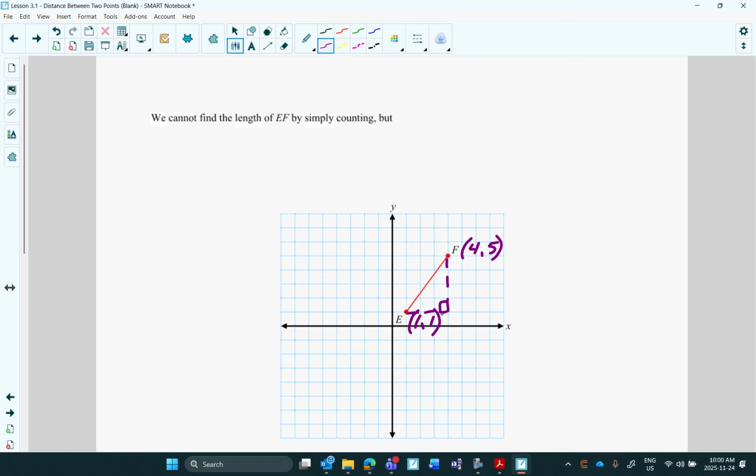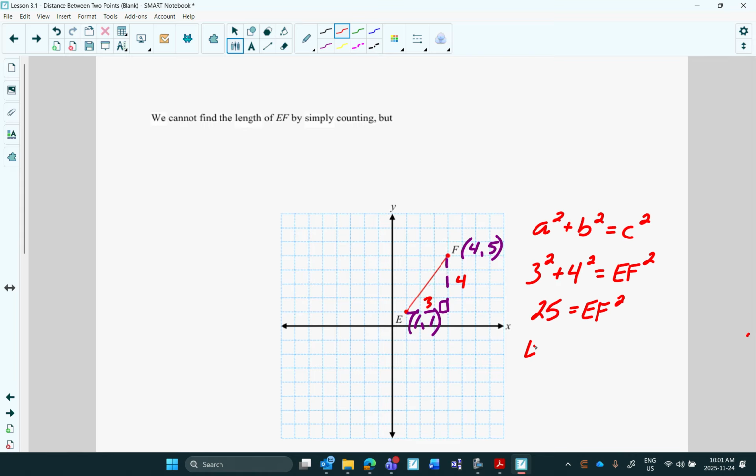So this length is 4, if we count it, 1, 2, 3, 4. This length is 3. So therefore, using a squared plus b squared equals c squared, where a and b are the legs and c is the hypotenuse, well, one of the legs is 3, the other leg is 4. I don't know what the hypotenuse is. I'm going to call it EF squared. What's 3 squared and 4 squared? 25 is equal to EF squared.